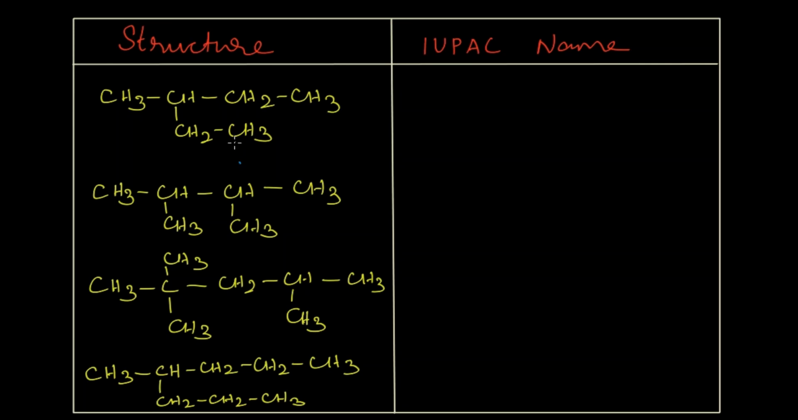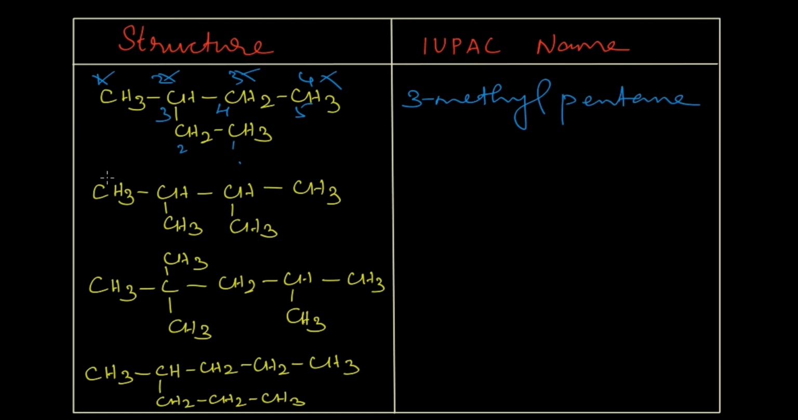Now count the carbon, the longest chain. 1, 2, 3, 4, 5. This is the longest chain, not this. 1, 2, 3, 4 is wrong. This is wrong, and what I have numbered first is correct. Okay. Now in the third carbon, methyl group is attached. So 3 methyl. In the straight chain, 5 carbons are there. So pentane. 3 methyl pentane.